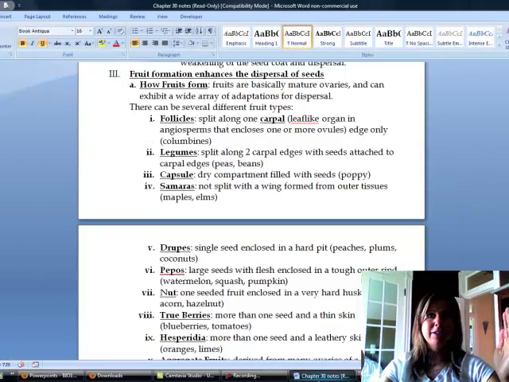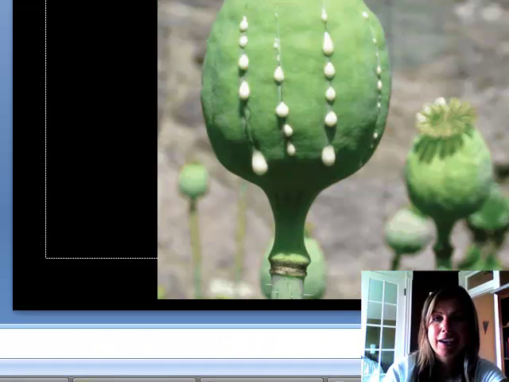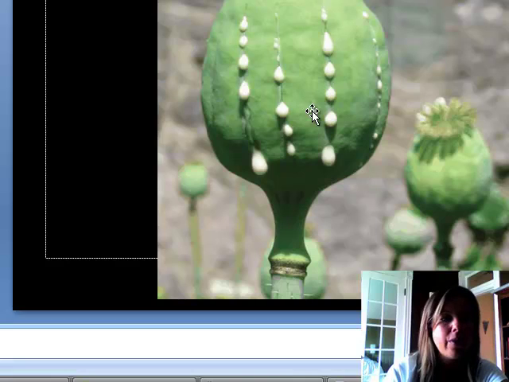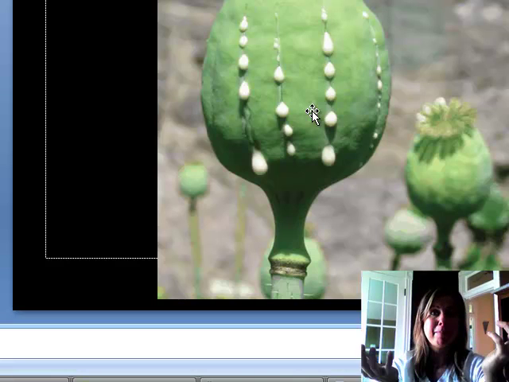The next type is going to be a capsule. I don't think I have a picture of... oh, I do, I lied. This is a capsule right here, and this is from a poppy plant. And so that's going to be full of tiny, tiny little seeds. Think of poppy seeds. And eventually that's going to burst open and release its seeds that way.